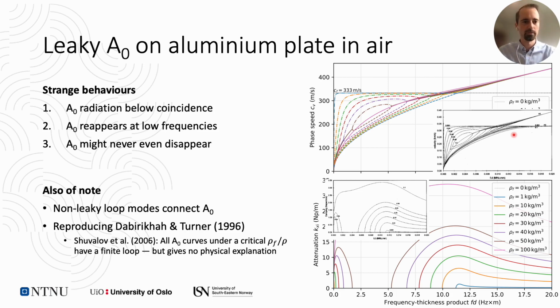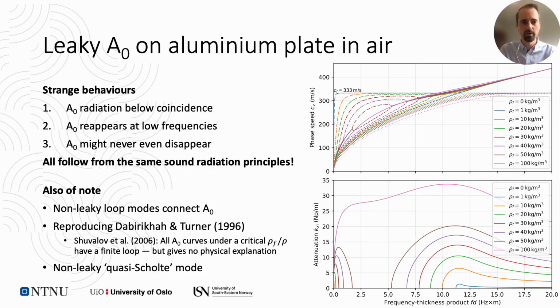There's also a very good article from 2006, which showed that any A0 will have a loop like this if the fluid density is below a certain threshold. But that's a very mathematically oriented article. It doesn't try to give a physical explanation. There's also, as you can see in these results, another mode, a non-leaky quasi-Scholte mode, but we're not going to go into that in this talk. What we will go into is that we will show that all of these strange behaviors follow from the same sound radiation principles.